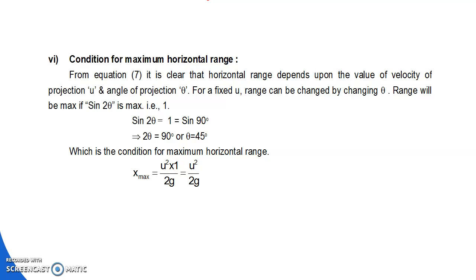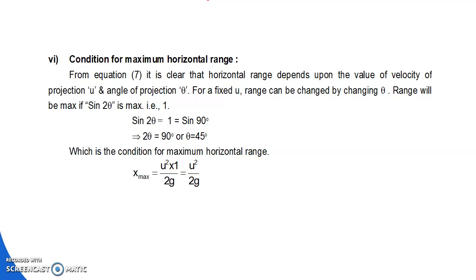See, for a fixed u, range can be changed by changing theta. So when is it maximum? When sin 2 theta is maximum. What is the maximum value of sin? The maximum value of sin is 1. That means if sin 2 theta is equal to 1, then we can find the maximum horizontal range. So sin 2 theta is equal to 1.